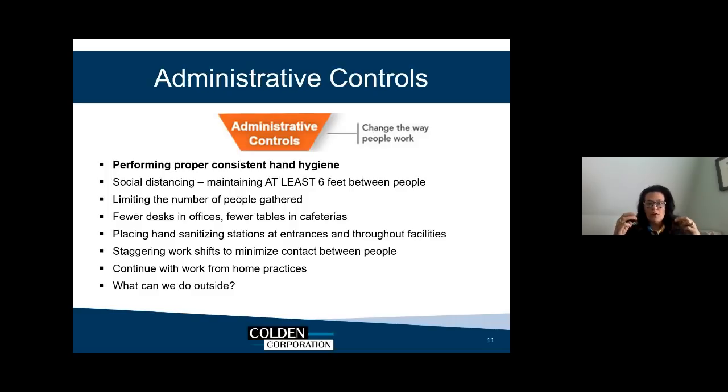And then all the other things that you see happening, so limiting the number of gathered people, fewer desks, fewer tables in cafeterias just to prevent people from gathering, making sure there's tons of opportunities for hand hygiene with hand sanitizing stations, staggering work shifts. I've got clients who have generated A shifts and B shifts, and A's come in Mondays and Tuesdays, B's come in Thursdays and Fridays, everybody's remote on Wednesdays to clean the office. So whatever that means to you, so that in your teams you've got duplicate skill sets, so that if one team gets sick and has to quarantine, you've got a replicate set of skills over here, those kinds of things.